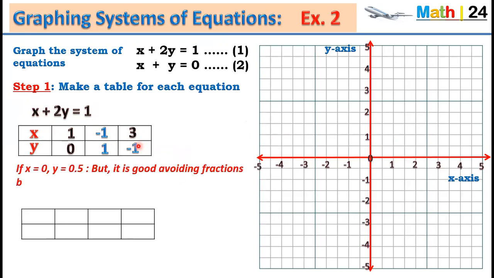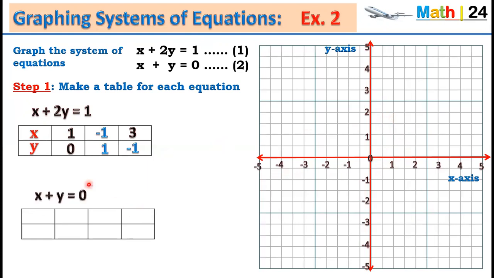We do the same thing now with the second, okay? As I've said, if x is equal to 0, y will be equal to 0.5, but it is good avoiding fractions. Any point which does not fall on the intersection of two lines is a bad point. Are you getting what I'm saying? Any point that does not fall where 2 lines cross, like this point, is a bad point. That's what you should know in curve sketching.